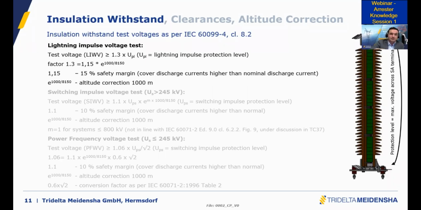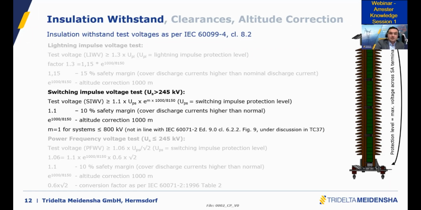So you will see that for installation level, installation withstand, and also clearances, we will each time include the altitude correction. But we will cover this in more detail in the third session. So basically, 1.3 times the residual voltage for a standard altitude of 1,000 meters. This is what you need to consider for the withstand voltage of your arrester housing.